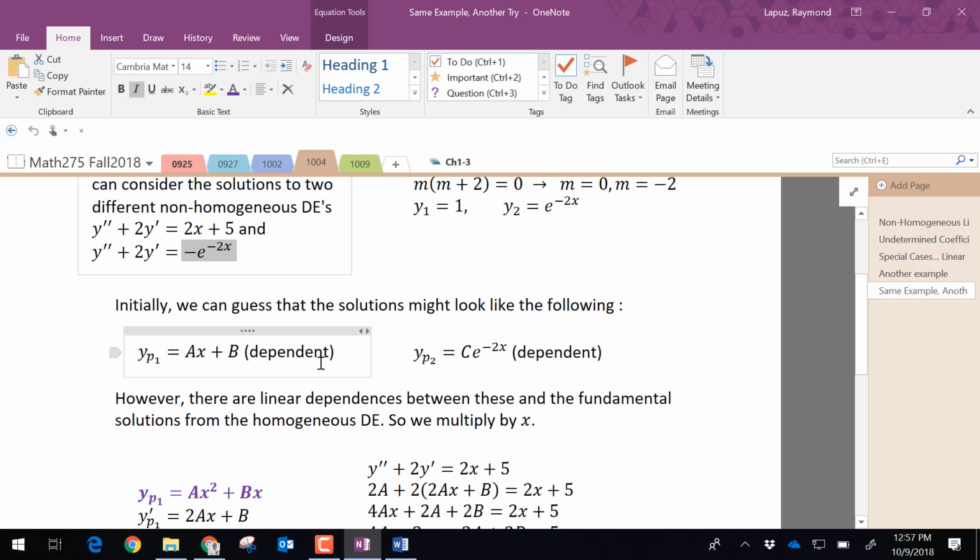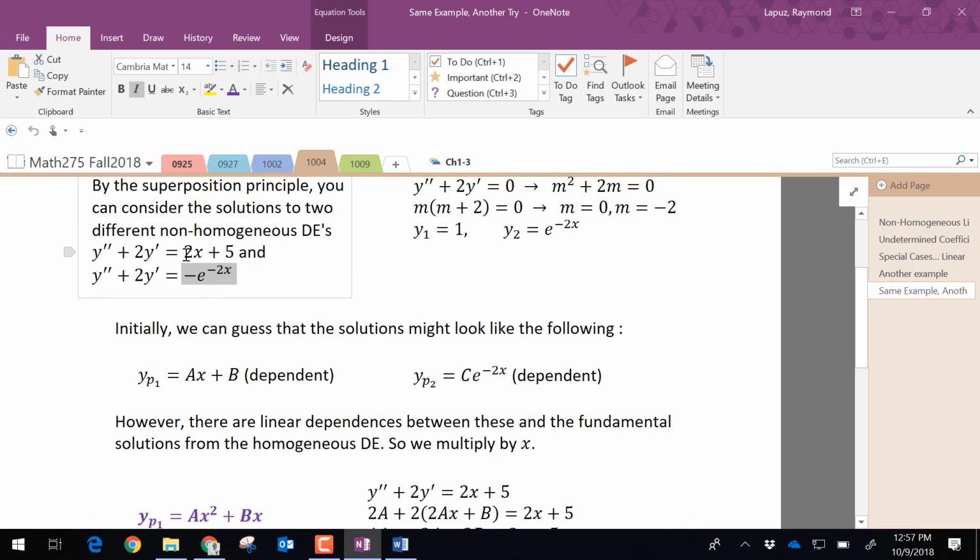So initially, our guess would look like this. The first one is a linear term, and so here they call it y sub p sub 1. And then the second one is an exponential function, that's e to the negative 2x. Unfortunately, our linear term kind of matches with this 1. And so when that happens, we want to multiply our guess by an extra x.